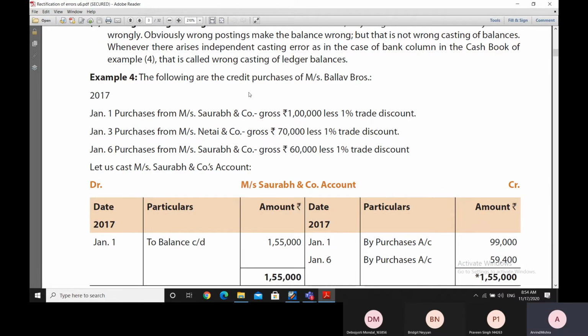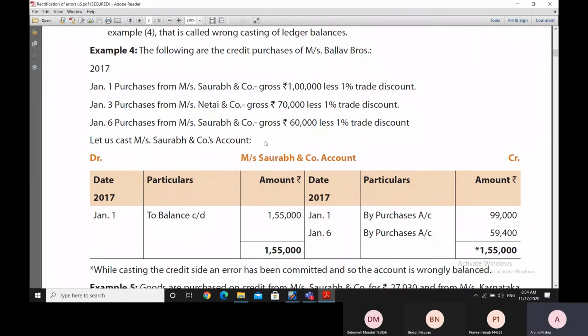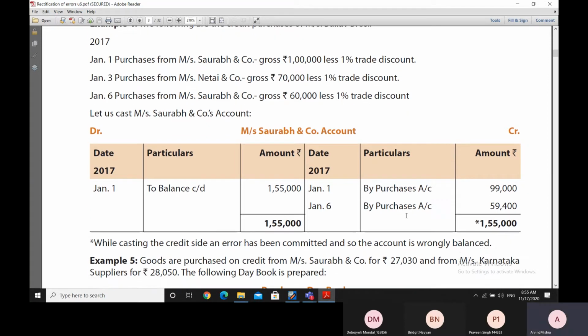There are some credit purchases being mentioned here on January 1, 3 and 6, from various parties, and first of all, Saurabh and Company's account is being cast. Now purchases have been made from Saurabh and Company on January 6 and on January 1. The January 1 purchase is 1 lakh less 1%, so that is mentioned here. 1 lakh less 1% is 99,000. January 6 purchase 60,000 less 1%. So 1% is 600. So 600 has been reduced here.